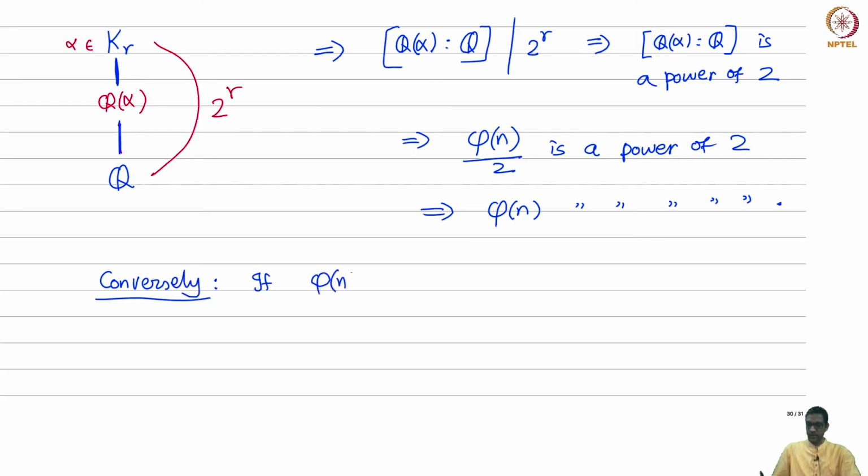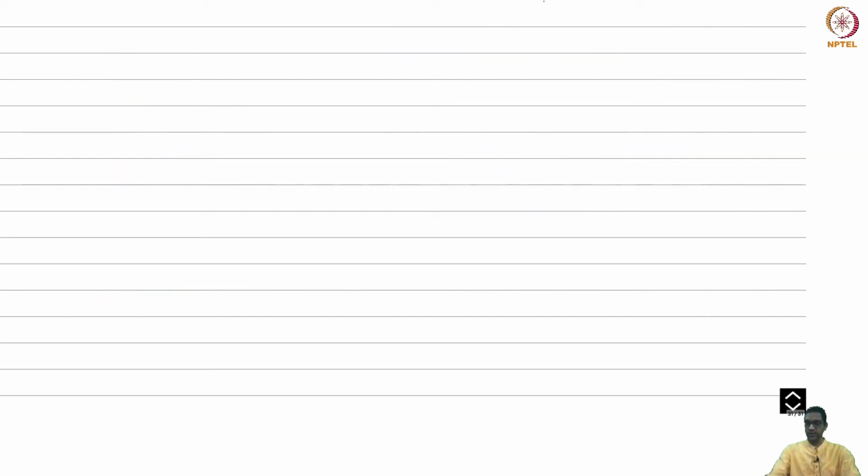Okay, so if phi n is a power of 2, then so is, well, let's look at, okay, so phi n by 2 is also a power of 2, of course. So let's think in terms of the fields. So I have the cyclotomic extension Q(zeta) over Q. This is some power of 2, and what I have in the middle is this extension Q(alpha) over Q. Okay, so they're all powers of 2.